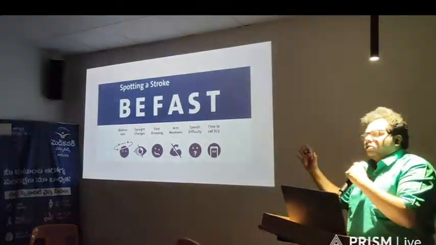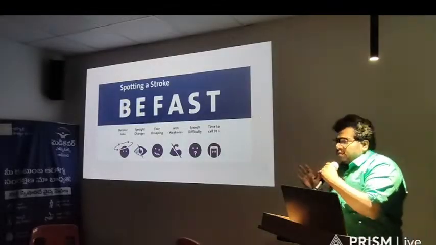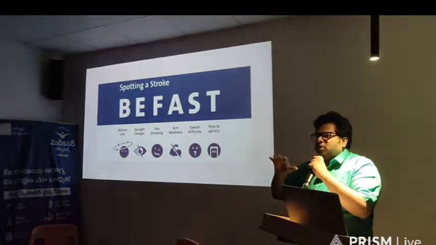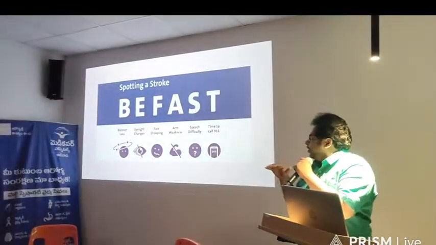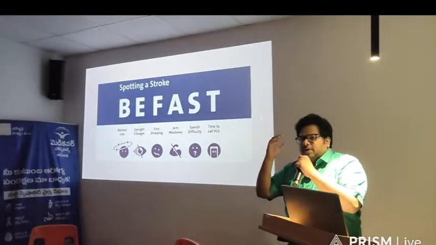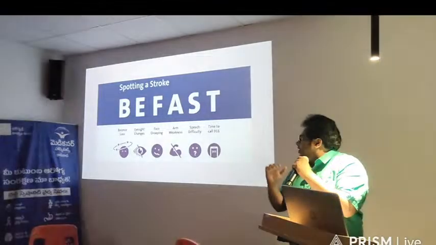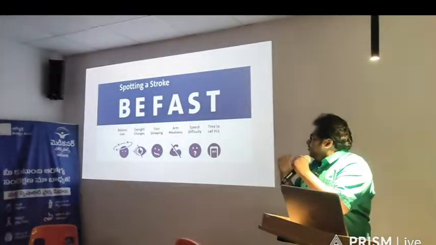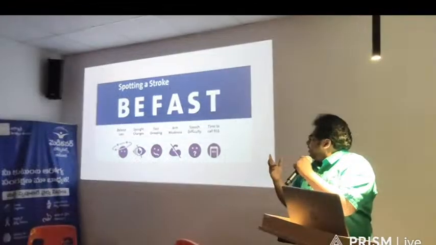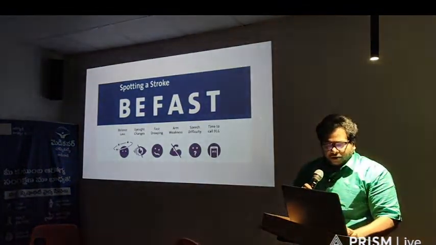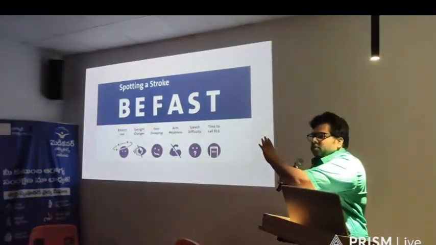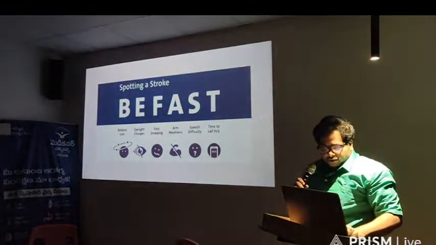So this is a simple approach to identify acute ischemic stroke. It is a BE FAST approach. B is for balance, any loss of balance, whether a patient is swaying to either side while walking. E is for eyes, vision changes, where a patient gets sudden blurring of vision or is not seeing one side of his vision, that is hemianopia. F stands for facial drooping, A for arm weakness, S for speech difficulty, and T is the time to act. So this is the simple mnemonic or infographic to identify stroke rapidly.